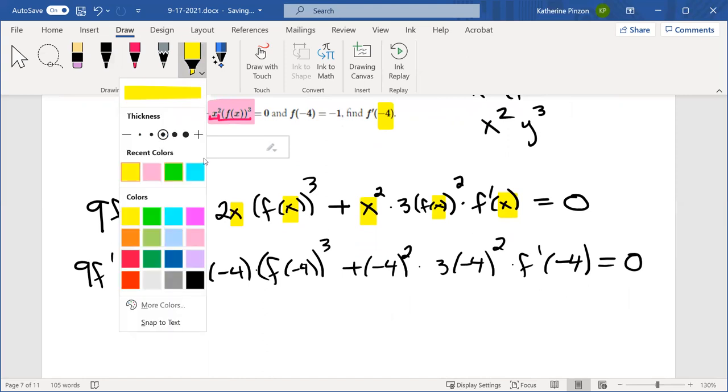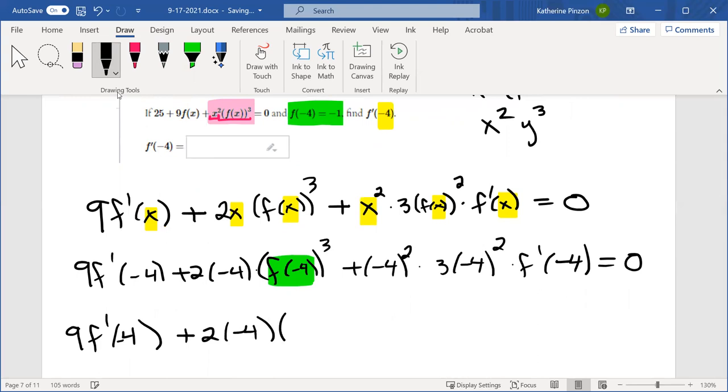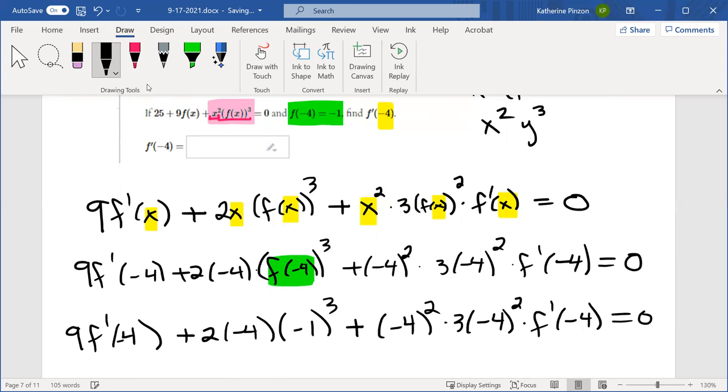Okay, now I know that all the f of -4s are -1. So this guy here is a -1. But these other two guys are f primes, right? So I can't make them -1s. They're going to stay there. Okay, so I have 9f prime of -4 plus 2 times -4 times -1 cubed plus -4 squared times 3 times -4 squared times f prime of -4 equals 0.